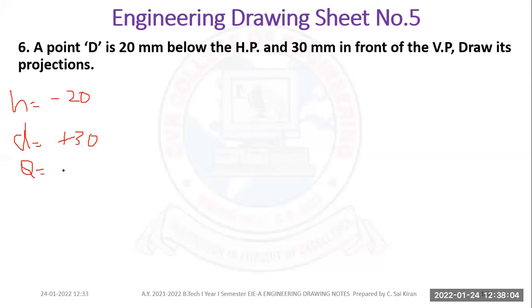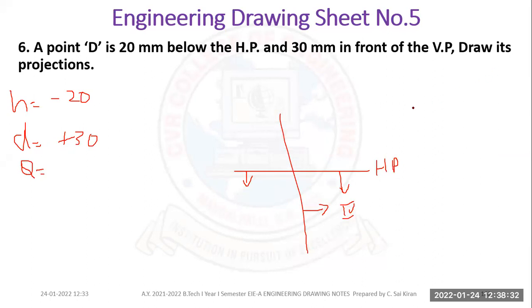Second quadrant: H is negative and D is positive. Fourth quadrant. This is the fourth quadrant because this is my HP. HP is below H. Below H, there are two possibilities: either the third quadrant or the fourth quadrant. But D is positive, so whenever it is in front of the vertical plane, it is the fourth quadrant.